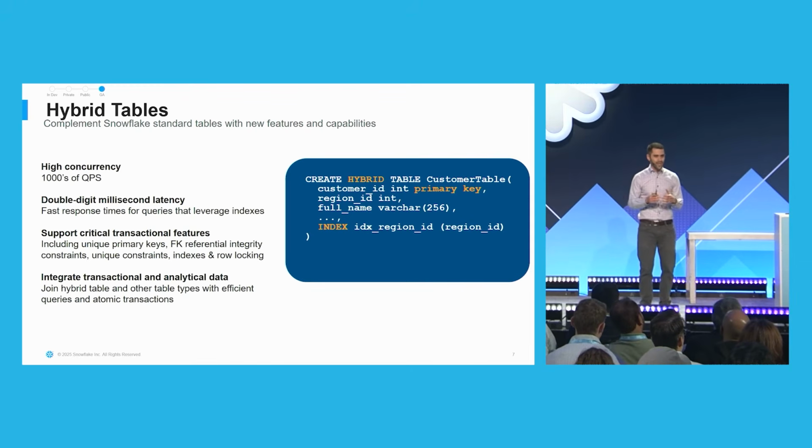But again, in order to allow you to really unite transactional and analytical data, we've deeply integrated hybrid tables into the Snowflake database engine. So you can join hybrid tables and standard tables. You can execute atomic transactions across hybrid tables and any other table type within Snowflake.